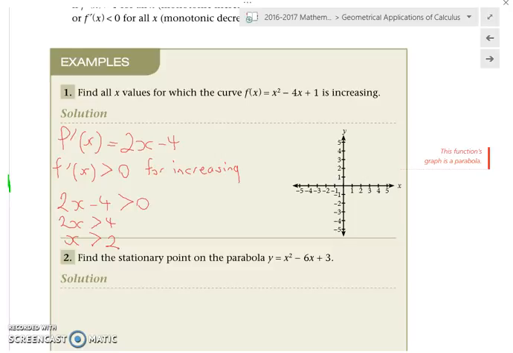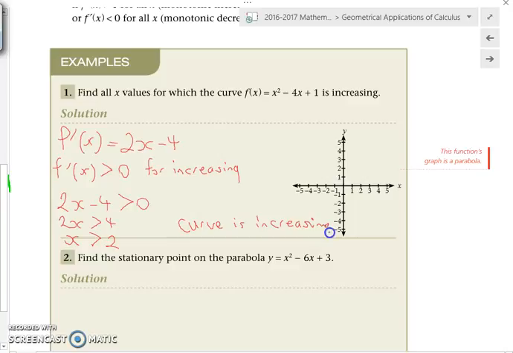Cool. So we now know that the curve is increasing for x is greater than 2. That's it. Not too bad. You could graph it if you wanted, but you don't need to.